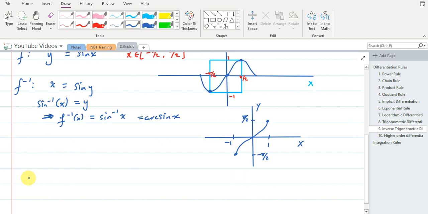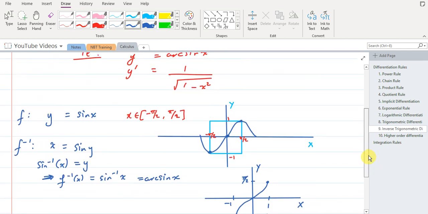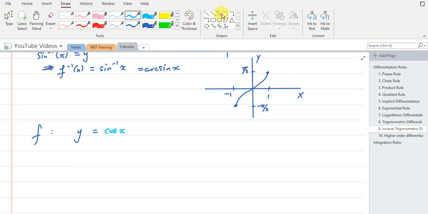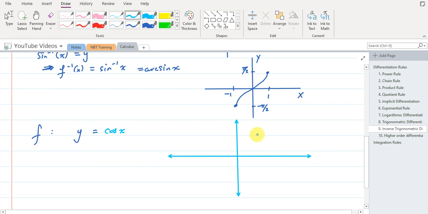So let me look at the arc cos function. Let's look at the function f, which is cos x first, because you need to understand where it's coming from. Again, just quickly, what's the cos graph? You don't need the whole thing, just partial graphs of the functions. So that's the cos graph.